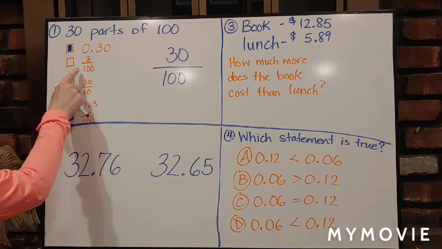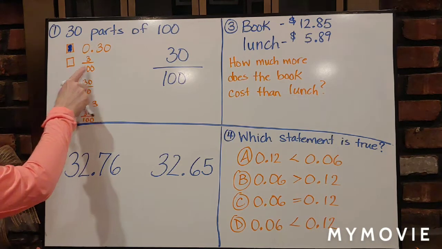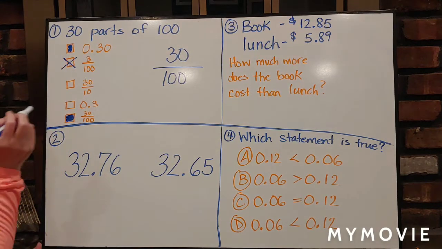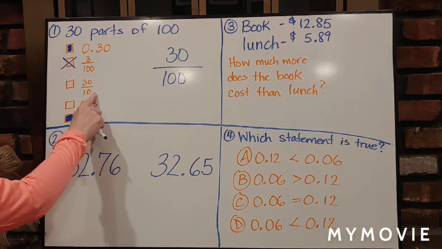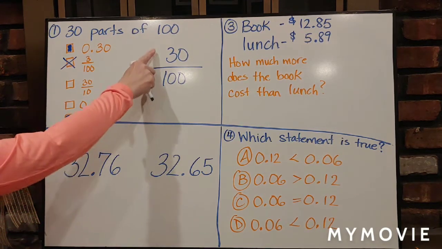Now, if I say this one out loud, 3 hundredths. That's not the same as 30 hundredths. So this is not a choice. This would be 30 tenths. Not the same as 30 over 100.